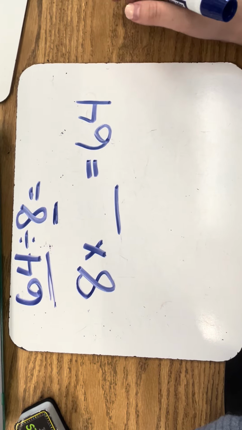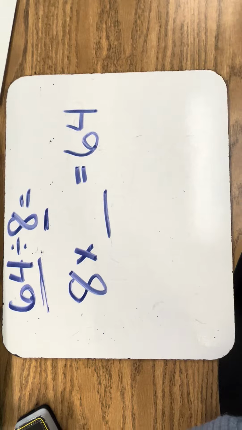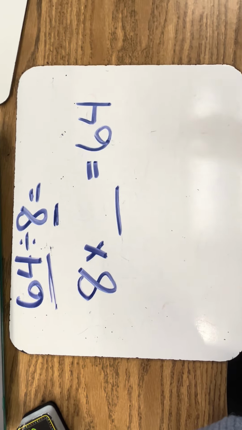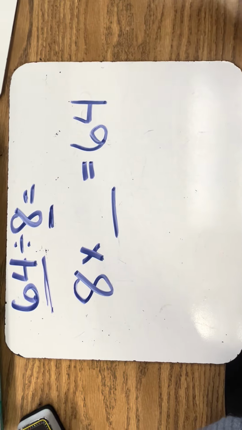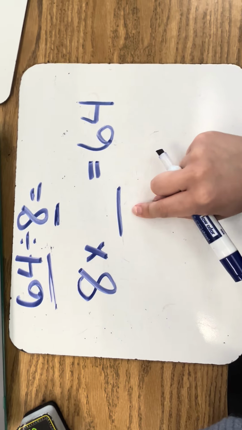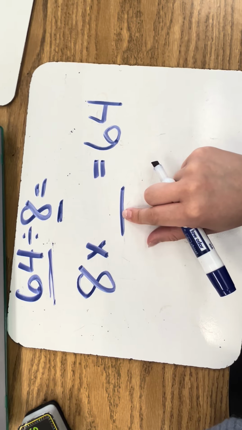Now comes the part where I have to know my math facts. In this situation, I'm saying 8 times something equals 64, and I should know that that blank is going to be 8. But if I don't, I can go through the numbers and see which one it's going to be. 8 times 1 is not 64. 8 times 2 is 16. Nope. 8 times 3 is 24.